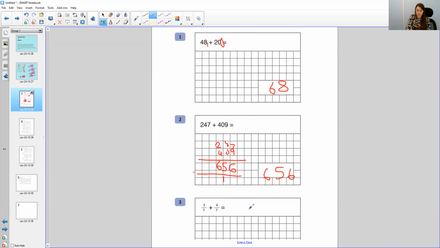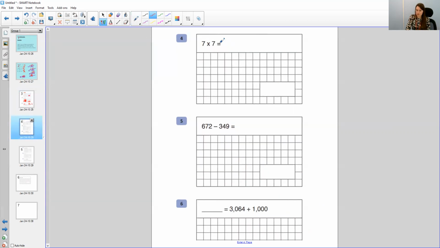656. Okay, when I'm adding fractions with the same denominator, the denominator does not change. And then all I have to do is add my numerators, and 3 add 4 is 7. So you could have either got an answer of 7 over 7, 7 sevenths, or know that that is 1 whole. Okay, number 4, just your times tables here.